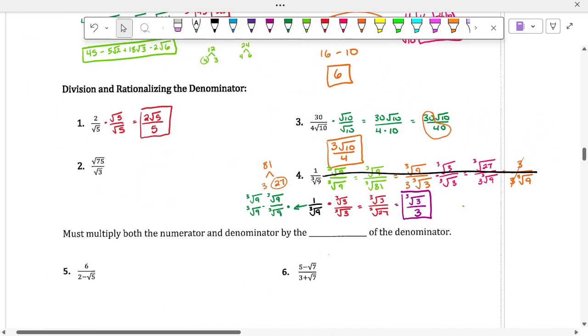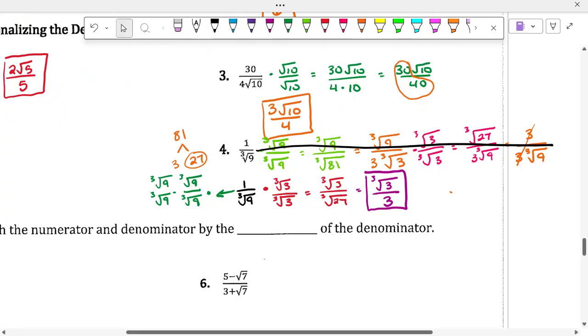All right. Now, most of them, when I ask you to rationalize the denominator, it's mainly going to be squares, so square roots, but it is interesting to look at it from a cube root perspective.